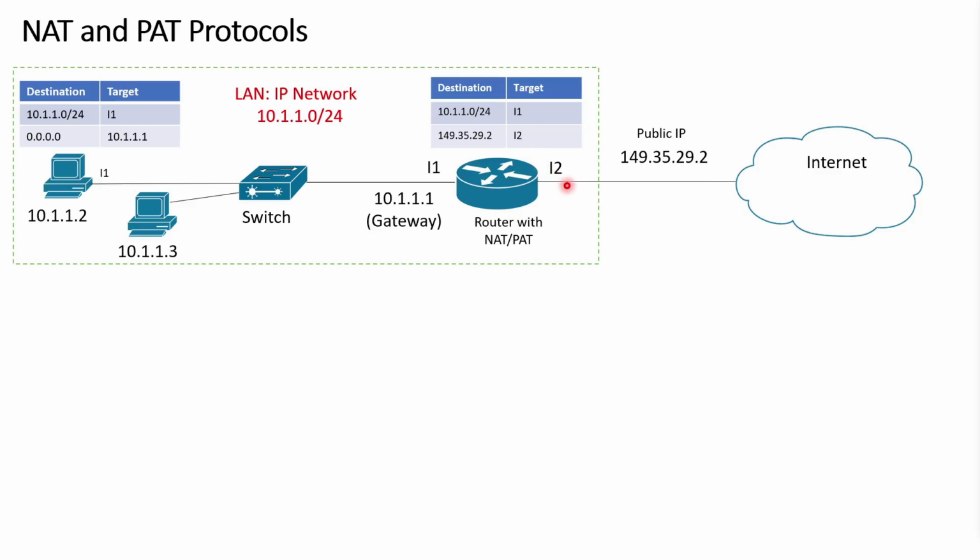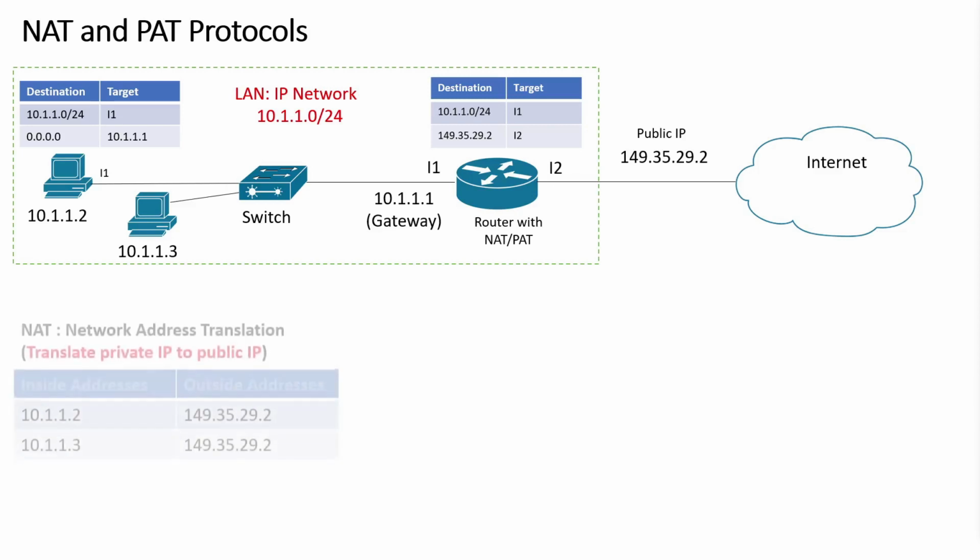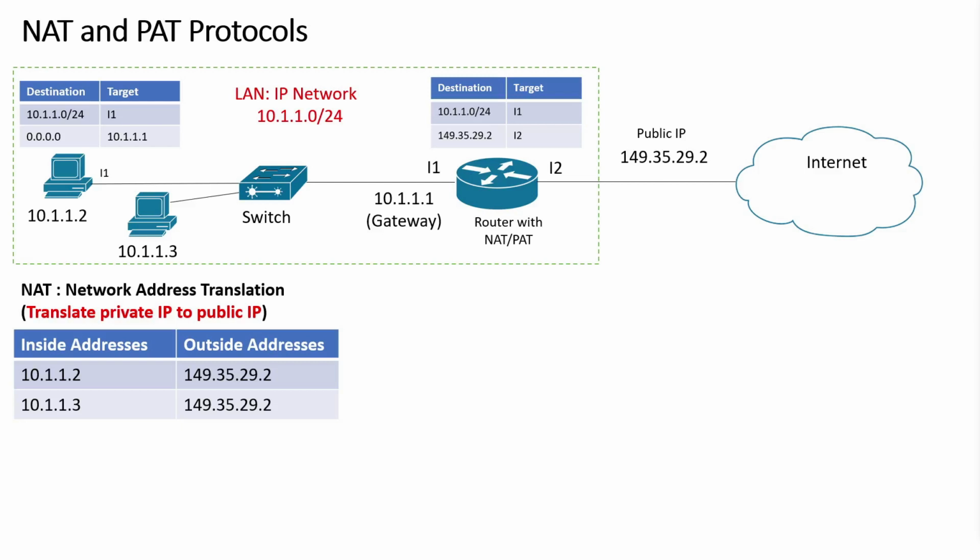In this local area network, if a host wants to send a request to internet, the router will apply two protocols, the NAT protocol and the PAT protocol. The NAT protocol stands for Network Address Translation. The goal of this protocol is to translate the private IP to a public IP. This is the route table that the router will generate to translate these two private IP to this public IP to reach internet.